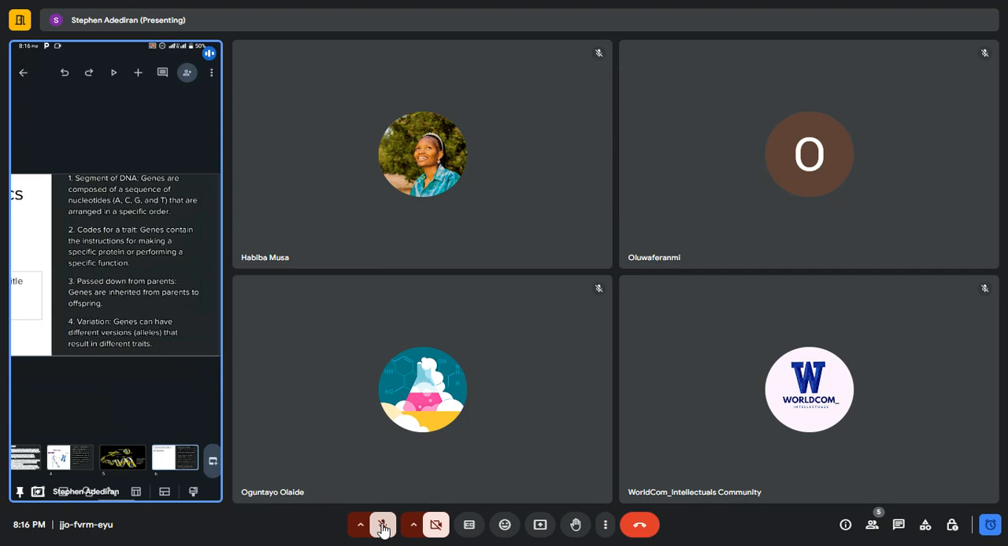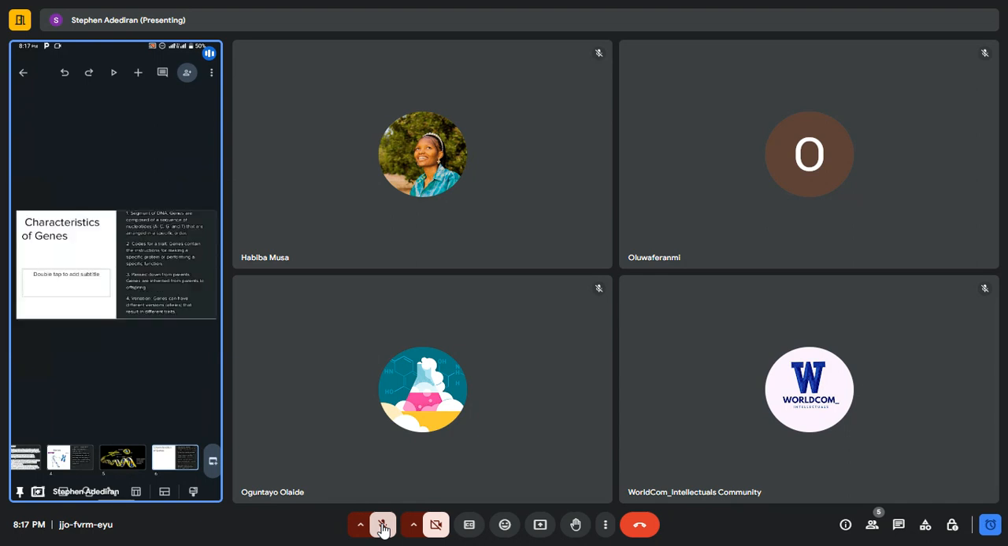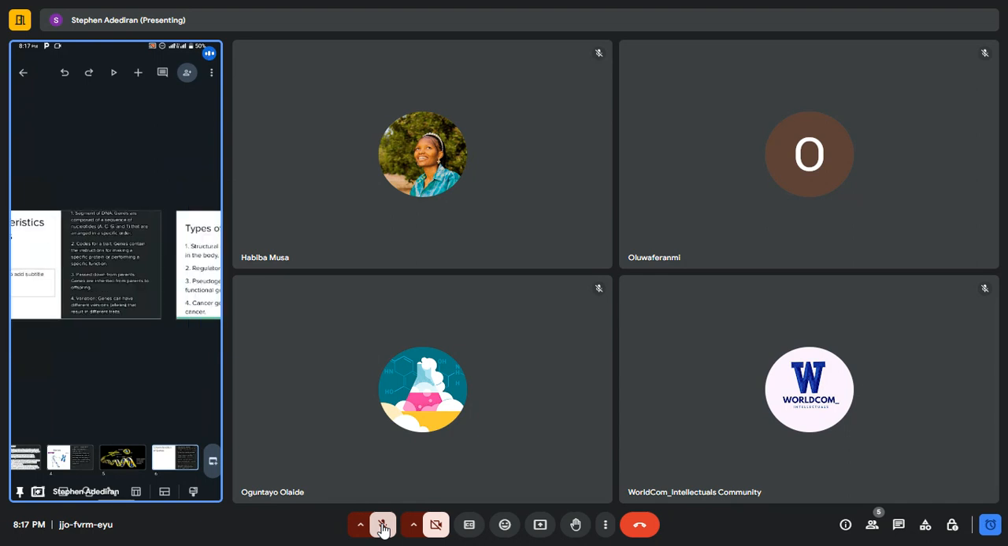Number two is that it codes for a trait. Genes contain the instructions for making a specific protein for performing a specific function. The third one is that it is passed down from parents to offspring. Genes are inherited from parent to offspring. The fourth one is variation. Genes can have different versions, called alleles, that can result in different traits. I will still explain all these things; I'm just trying to rush because of time.